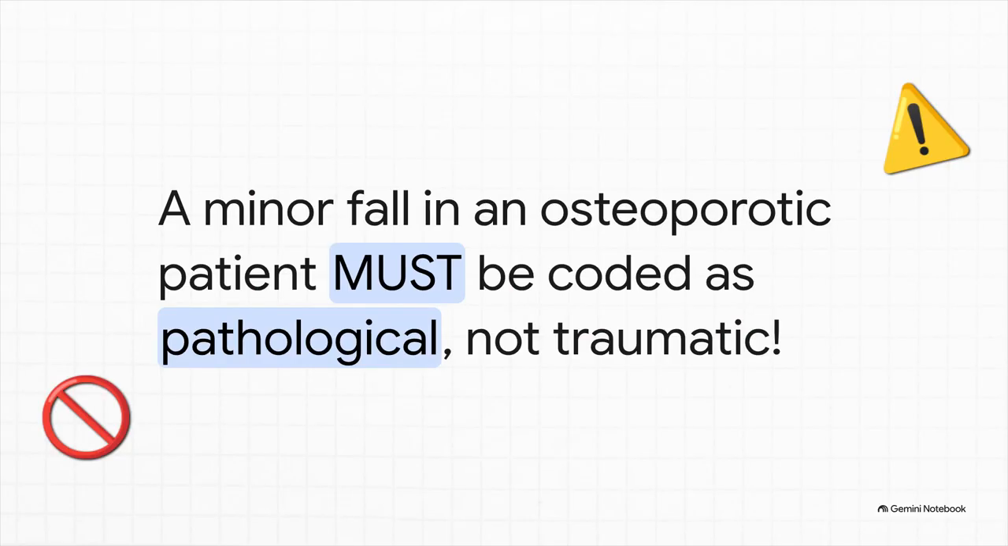And this brings us to an absolute, non-negotiable CMS law. As a coder, you might look at a chart that just says patient fell and be incredibly tempted to slap a Chapter 19 trauma code on there. Resist that urge. A minor fall in an osteoporotic patient must be coded as pathological, not traumatic. The guidelines specifically tell us that a minor trauma that wouldn't normally break a healthy bone is, by definition, pathological.